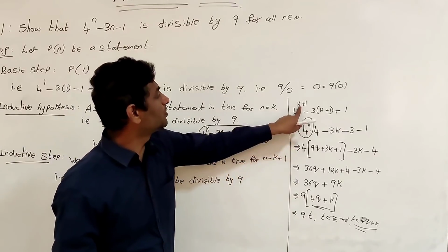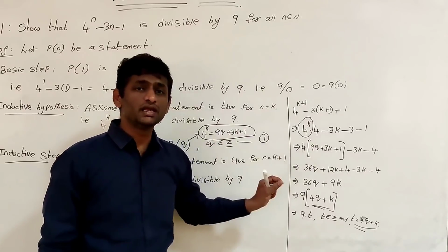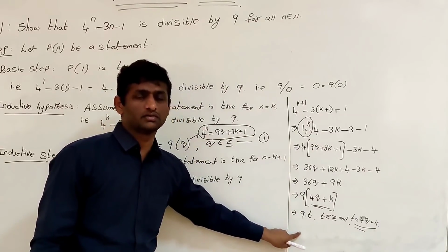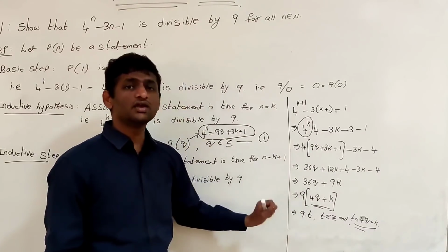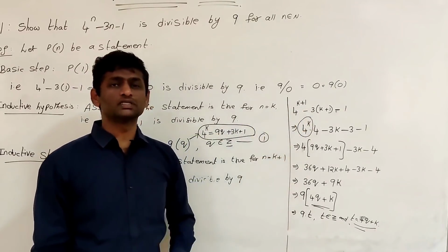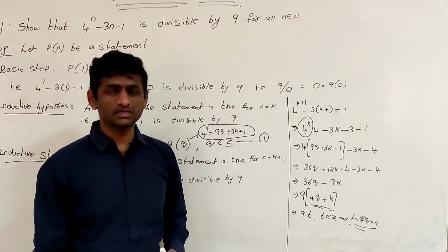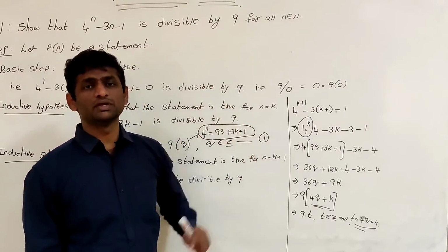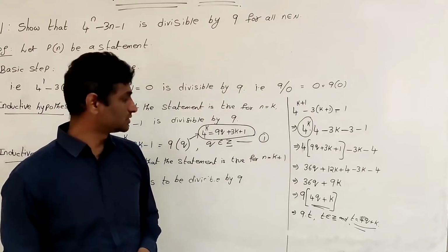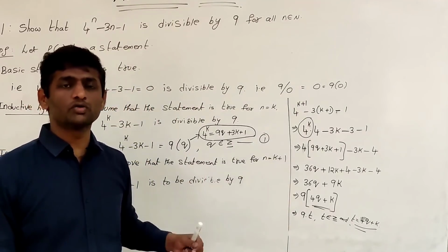That is, 4 to the power of k plus 1 minus 3 times of k plus 1 minus 1 is a multiple of 9, or 9 is a factor of 4 to the power of k plus 1 minus 3 times of k plus 1 minus 1. So by using mathematical induction, we can say that the given statement is true for all natural numbers. So this is the proof, and we'll go for one more problem on divisibility.